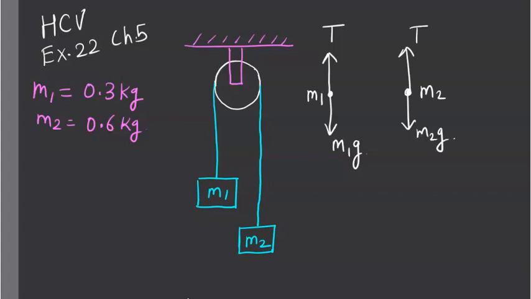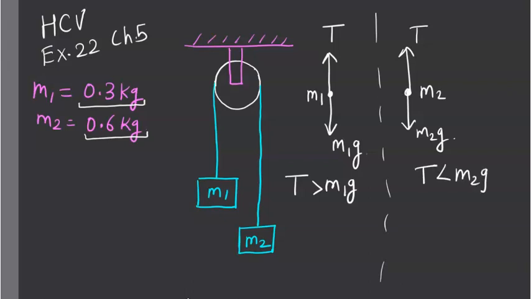Now in the case of mass m1, the value of m1 is lesser than mass m2, right? So that means mass m1 will go upward. So in the case of mass m1, T will be greater than m1g, and in the case of mass m2, T will be lesser than m2g.